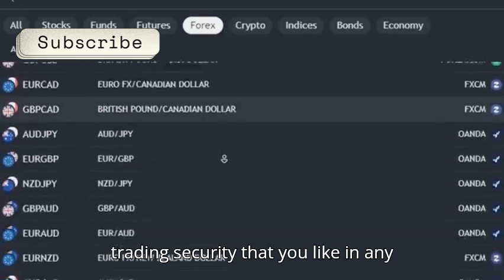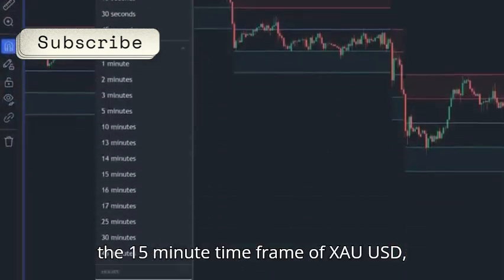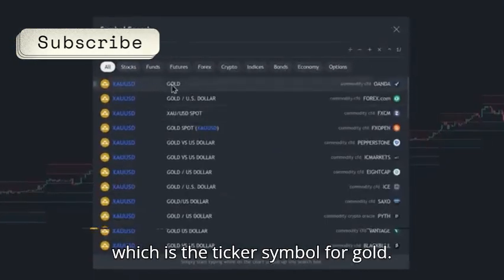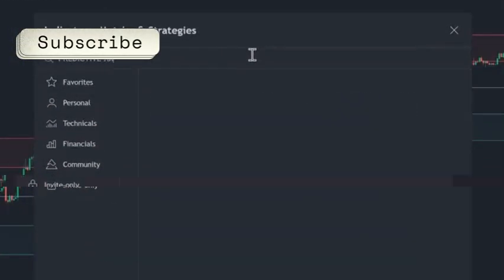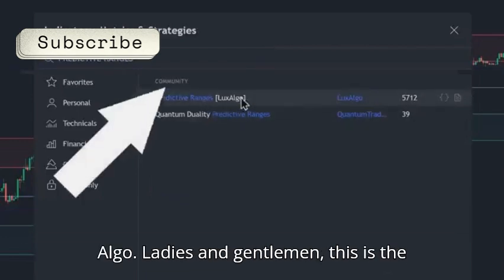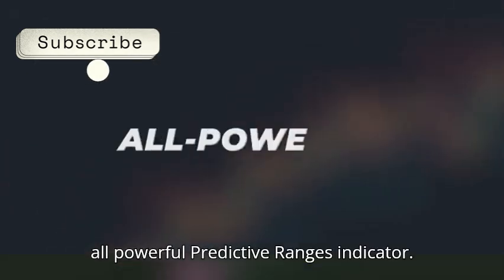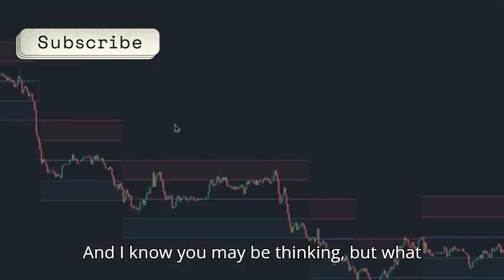Now, to get started with this indicator, you wanna go to Tradingview and then open any trading security that you like in any time frame. For me, I'm gonna be using the 15-minute time frame of XAU USD, which is the ticker symbol for gold. After that, you wanna click on Indicators and type in Predictive Ranges, and you wanna select this one by Lux Algo.